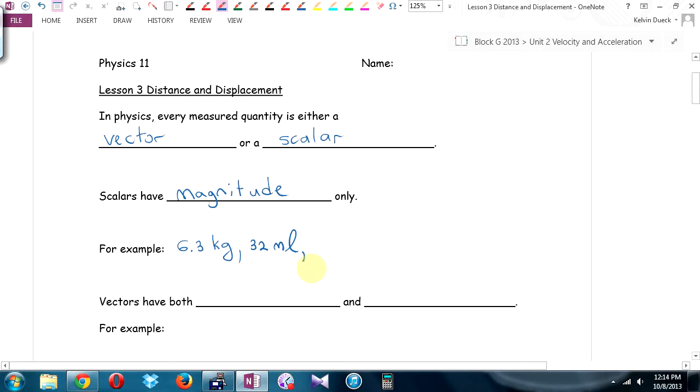Some of the stuff we'll be looking at this year, 8 meters per second, that's a speed. The magnitude is 8, but have I told you which way they're going? It's a scalar. And 3.2 meters. That has a magnitude of 3.2 meters. Is there a direction attached to that? No. That's a distance.